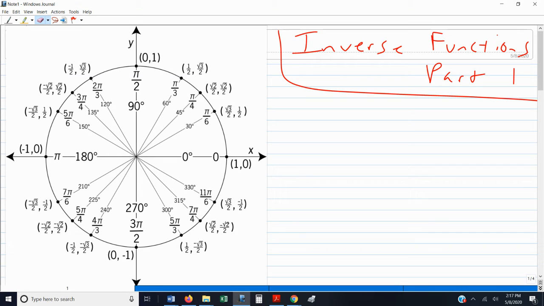Hey everyone, this is the first video as an introduction to the inverse functions worksheet. And the first thing I want to remind you is what inverse functions are. So inverse functions will undo each other.